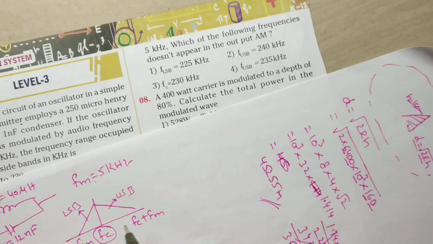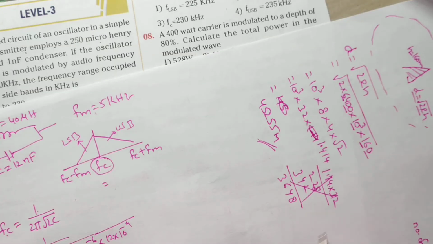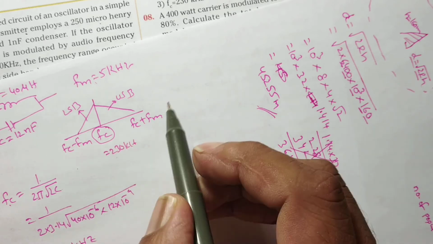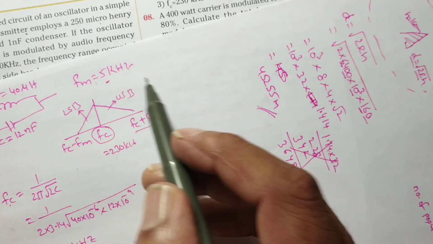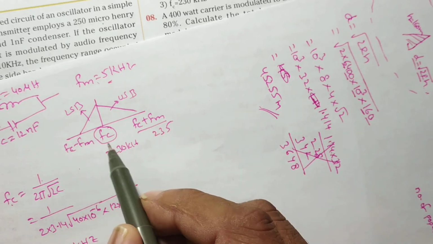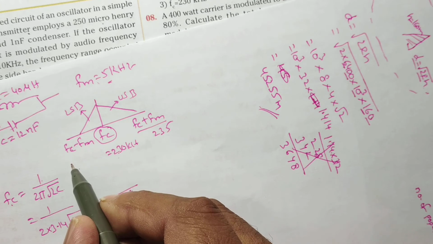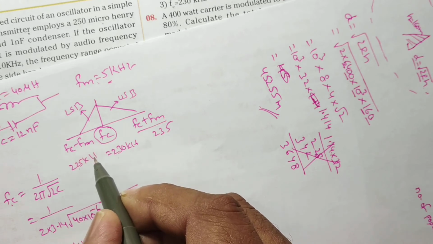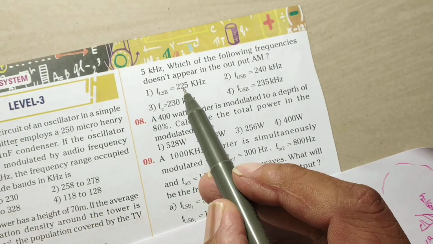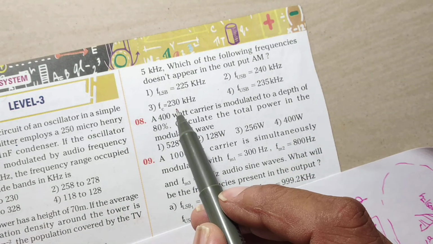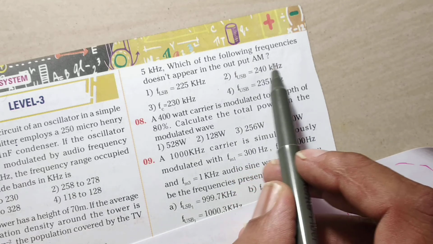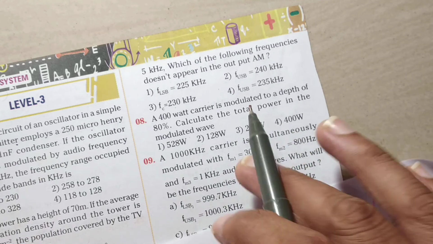Now we have got FC as 230 kilohertz. FC plus FM, where FM is 5 kilohertz: 230 plus 5 means 235. And FC minus FM, 230 minus 5 means 225 kilohertz. That means 225, 230 and 235 are present. 225 is correct, 230 is correct, 235 is correct. Which option is not present? 240 is not present. The second option is wrong.